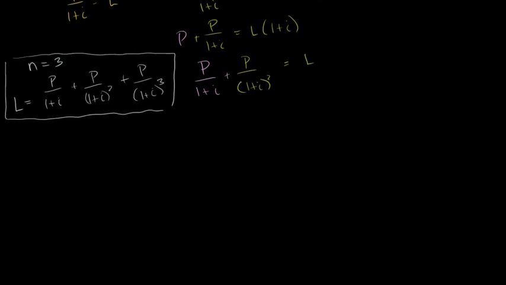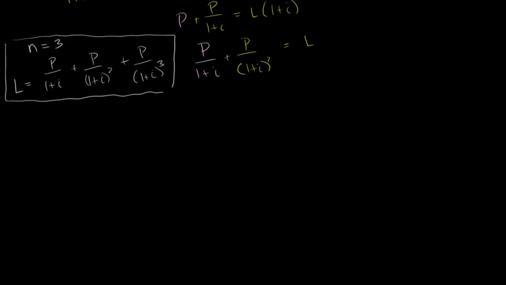But in general, hopefully, I've shown to you that we can write the loan amount as the present value of all of the payments. So in general, if we now generalize it to n instead of a number, we could say the loan amount is equal to, and I'll take the p out of the equation, p times 1 over 1 plus i plus 1 over 1 plus i squared plus, and you just keep doing this n times, plus 1 over 1 plus i to the n.